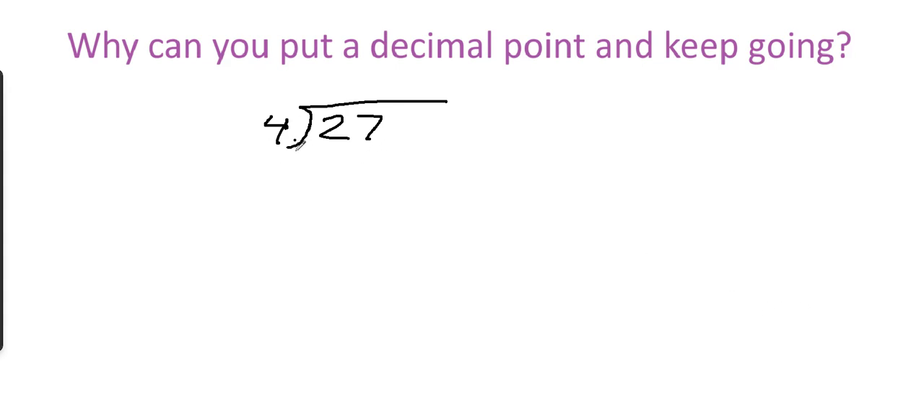Let's do 27 divided by 4. So we're looking at how many 4s we can get out of 27, and we can do 6. So 6 times 4 is 24. We subtract, we get 3.